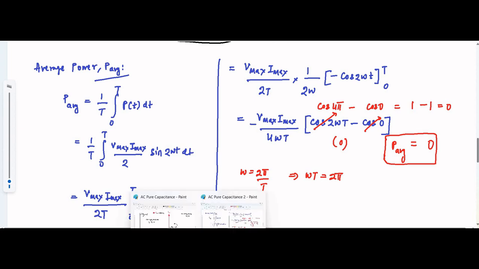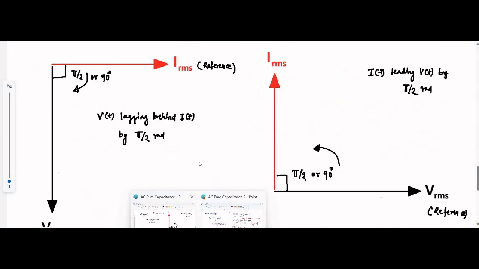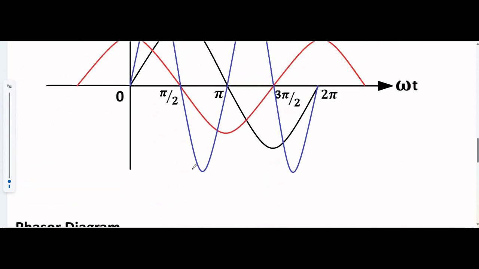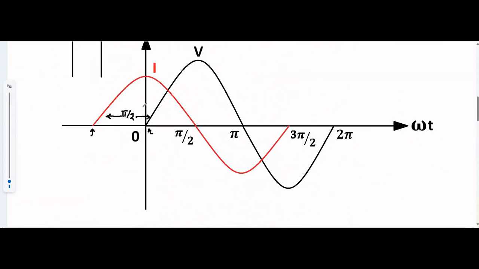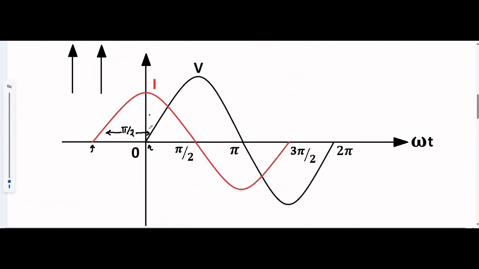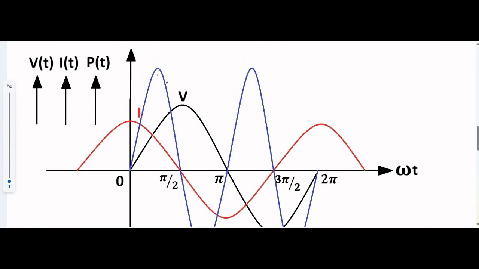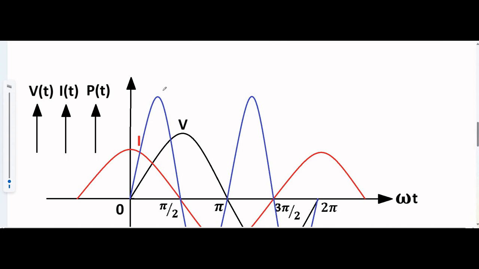Now, if we want to draw the power curve, it will be something like this. Here, this is the power curve. If you remember, these are the voltage and current waveform diagrams, shown with the power curve along with them. The blue one represents the power curve. Black one voltage, red one current, blue one power curve.